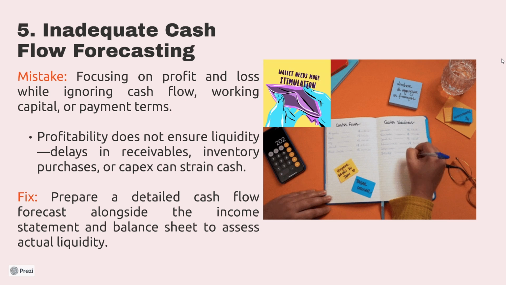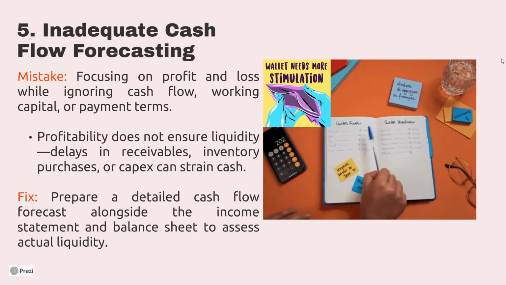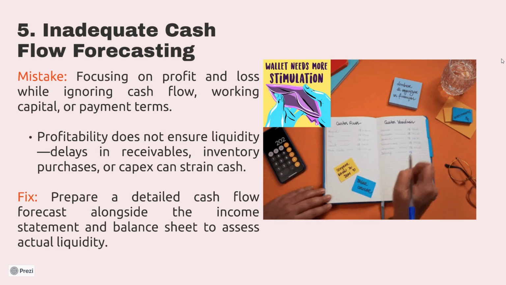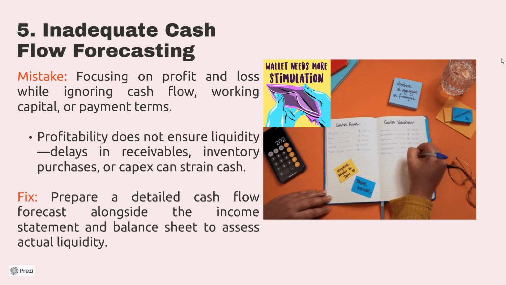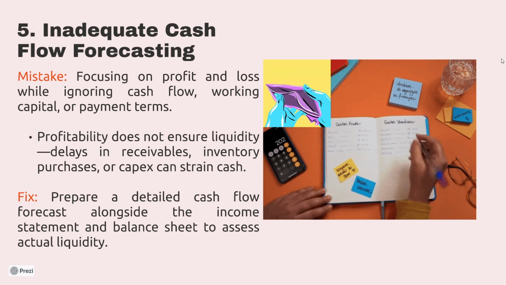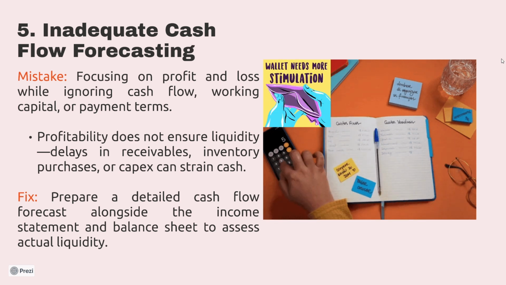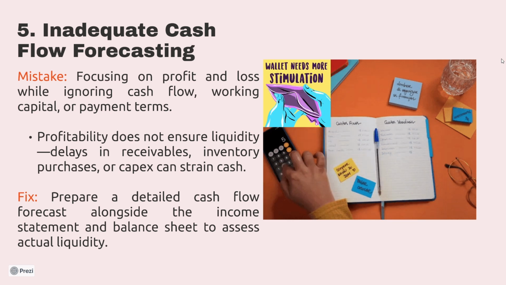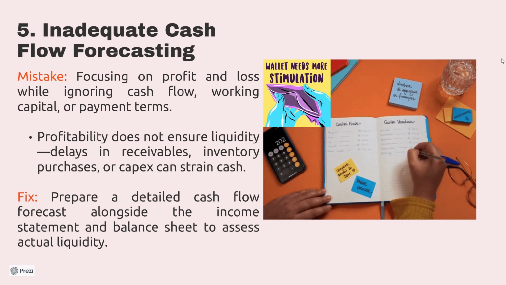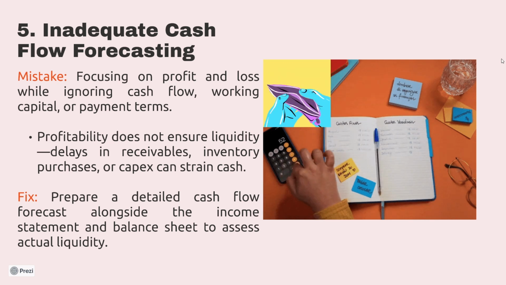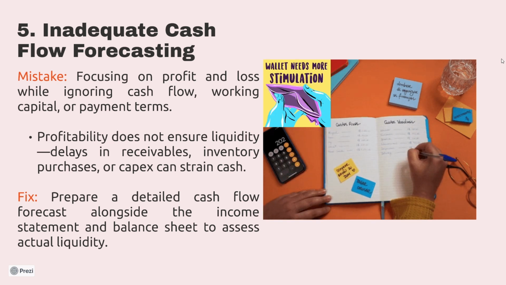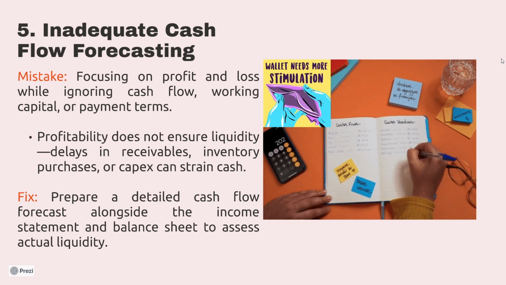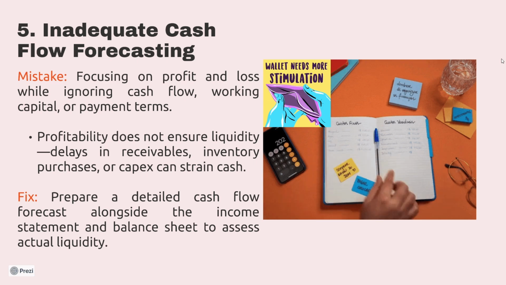Inadequate cash flow forecasting. Profit does not equal cash. This mistake often leads to a liquidity crisis. If we sell on credit or hold large inventory, we need to model cash collection and payment schedules properly. Always prepare a full cash flow forecast in parallel with the income statement and balance sheet. In this image, the empty wallet represents lack of cash despite good performance on paper.